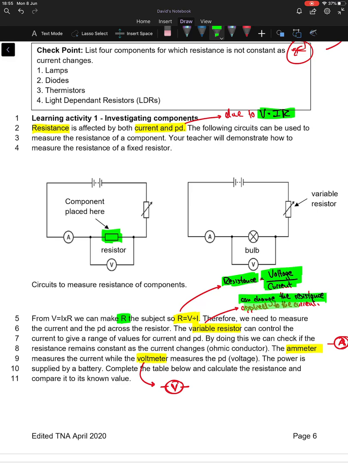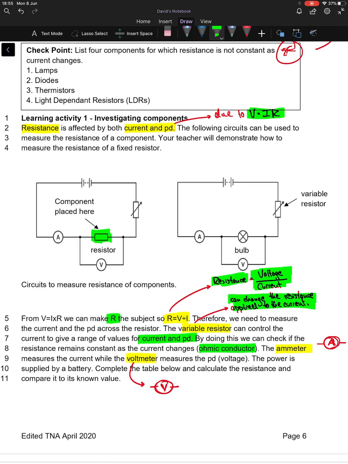So the variable resistor, now we know a variable resistor, you can change the resistance applied to the current, can control the current and give a range of values for potential difference and currents. So by doing this, we can check if the resistance remains constant as the current changes, which would make it an ohmic conductor. The ammeter measures the current, while the voltmeter measures the potential difference. Remember your symbols. The power is supplied by the battery.